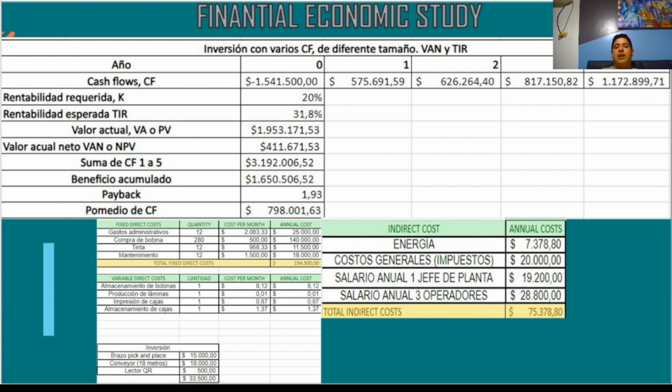Considering that the client stipulated a project feasibility if a minimum return of 20% is achieved, the calculated IRR is 31.8%. Furthermore, the net present value is approximately $1.9 million. The payback period was also calculated as 1.93 years, indicating a return on investment in about 2 years, which aligns with the cash flow analysis. In the lower section, we can see various categories of costs, both direct and indirect, fixed and variable, that were considered when conducting the cash flow analysis.